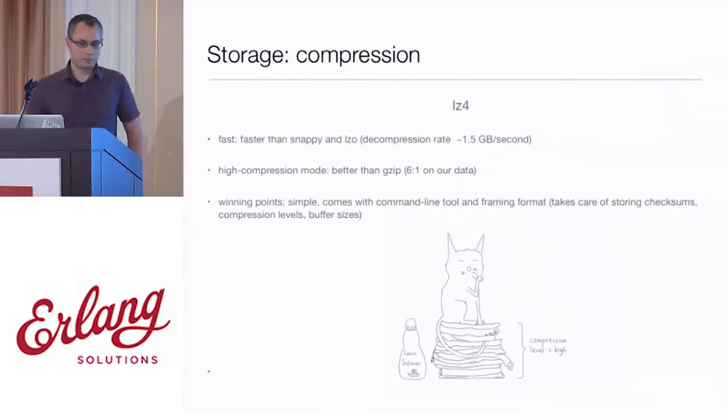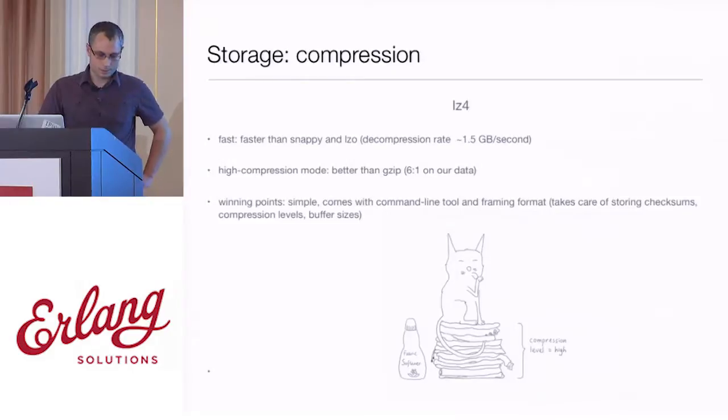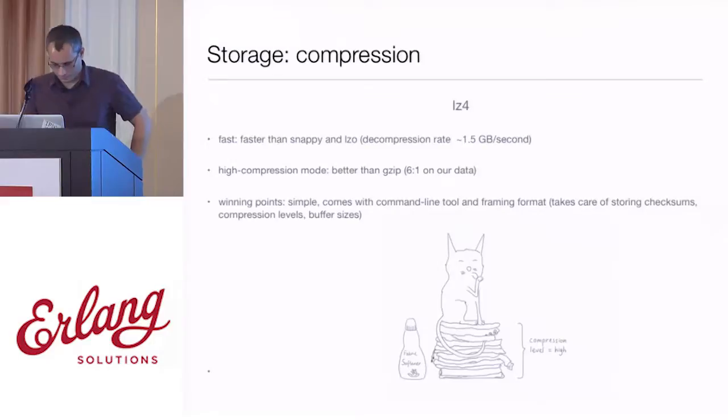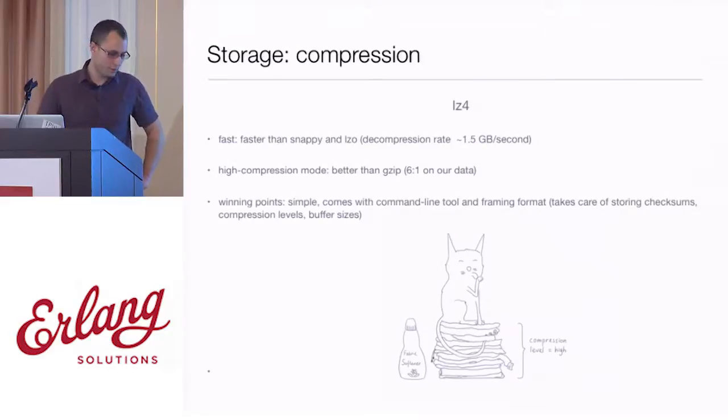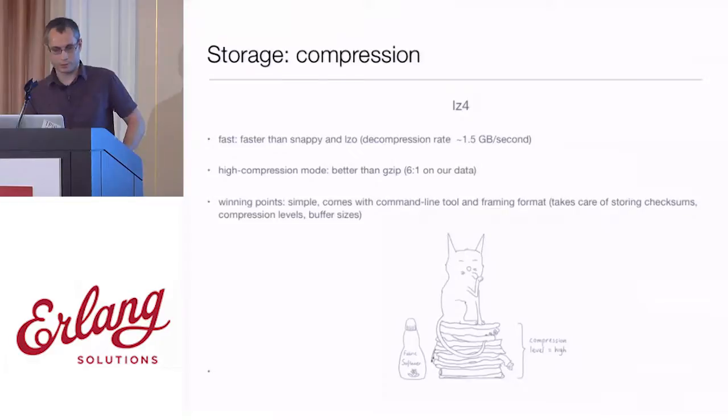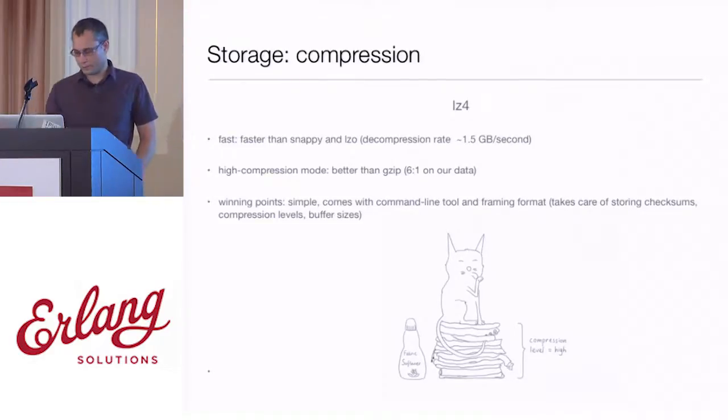Now, on top of it, we use a general purpose LZ family compression algorithm called LZ4. We found it to be generally faster than Snappy and much faster than LZO. And it has a high compression mode, which gives us a 6:1 compression ratio in our case. Also very nice, it comes with a default framing format. Basically, it lets you not care about checksums.